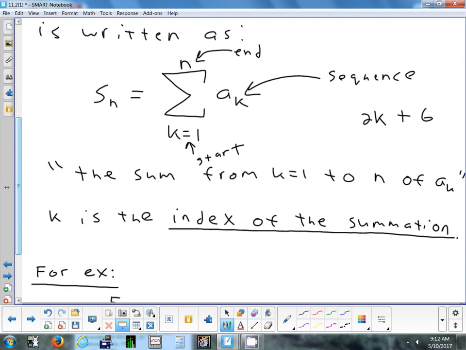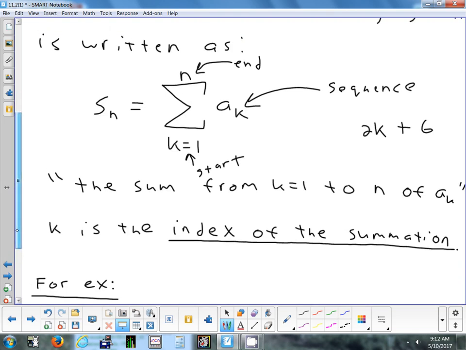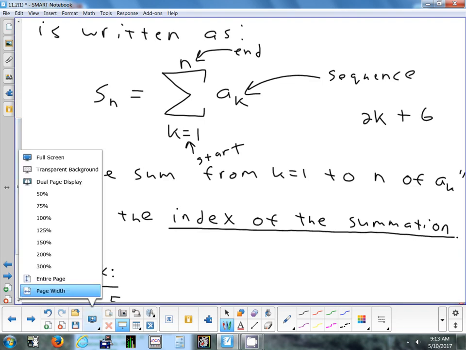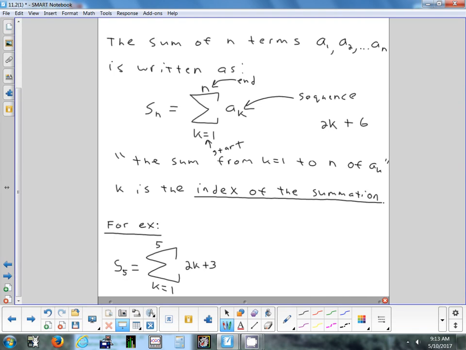Okay, so I'm going to show you an example. Does everybody have the top part of sigma? In this example, the notation I'm using here is representing adding up the first 5 terms. That's it, just the first 5. How do I know it's the first 5? Well, k is starting at 1, and it's going to end at 5.